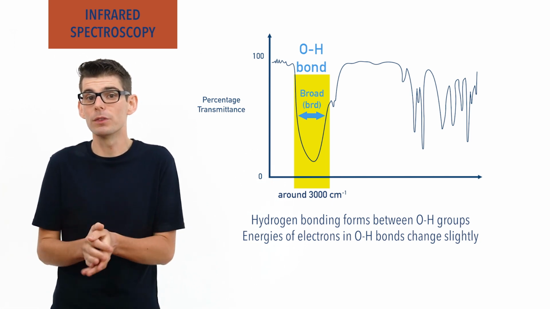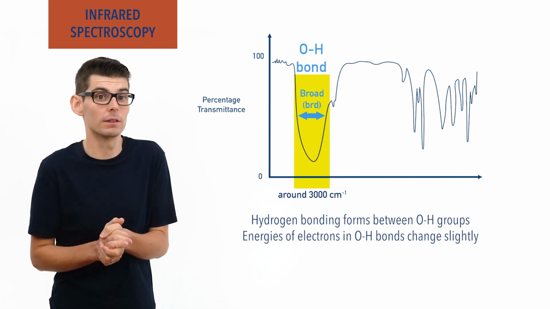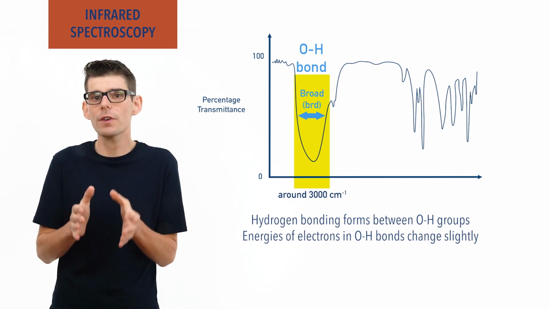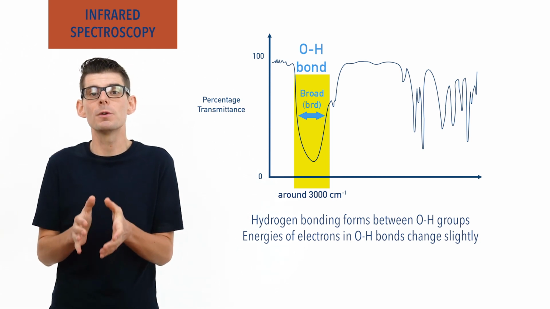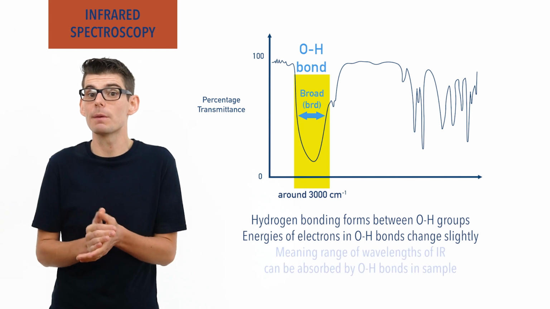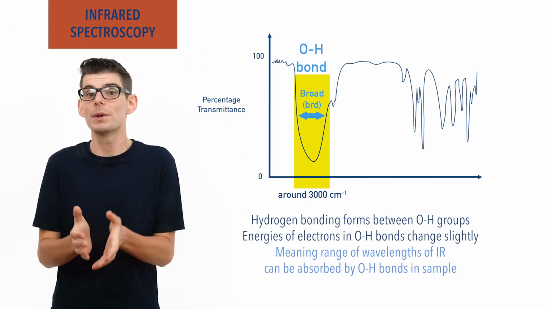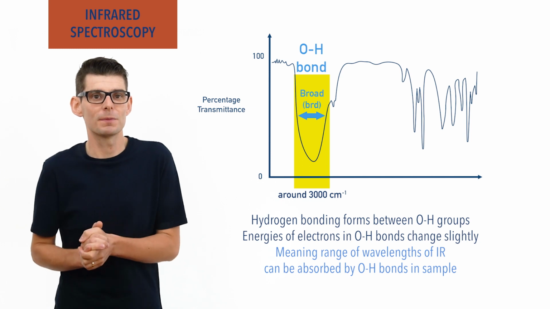As hydrogen bonds are constantly being formed and broken, and they can form at different angles and distances, lots of OH bonds in a sample will absorb slightly different energies, meaning a range of wave numbers around 3000 gets absorbed by the sample, shown as a broad absorption on the spectra.